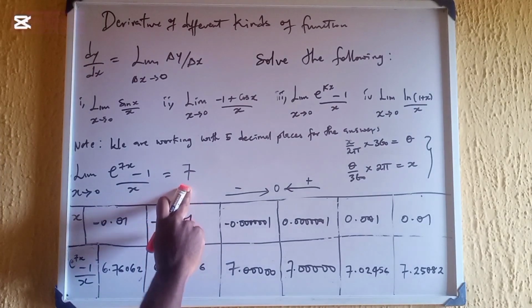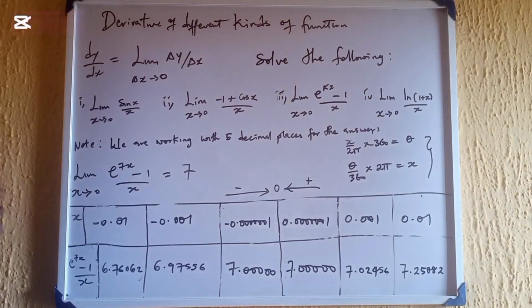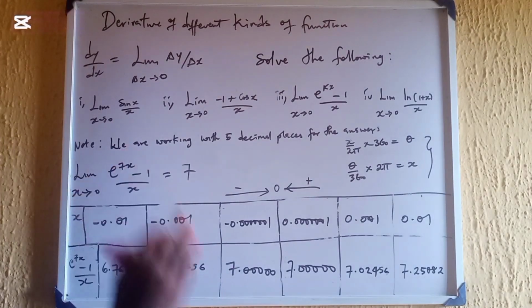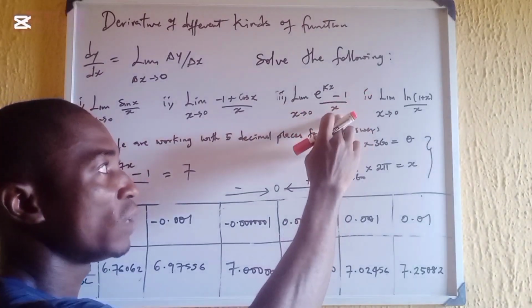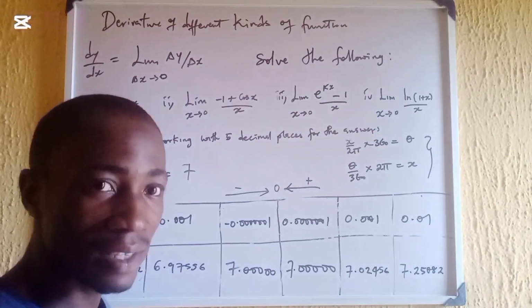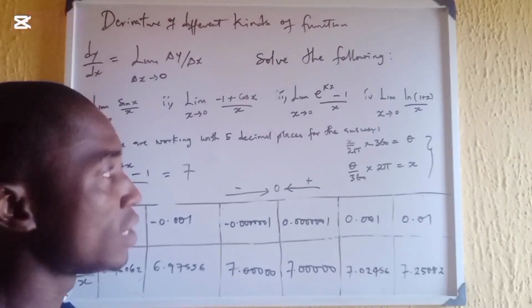So what happens, assuming we have 3 here, what would have been the answer? The answer would be 3. Assuming we have 4 here, what would have been the answer? The answer would be 4. So the limit of e to the power kx minus 1 over x as x approaches 0 is k. So whatever you choose as your k, that's the limit. So that's it for this one.